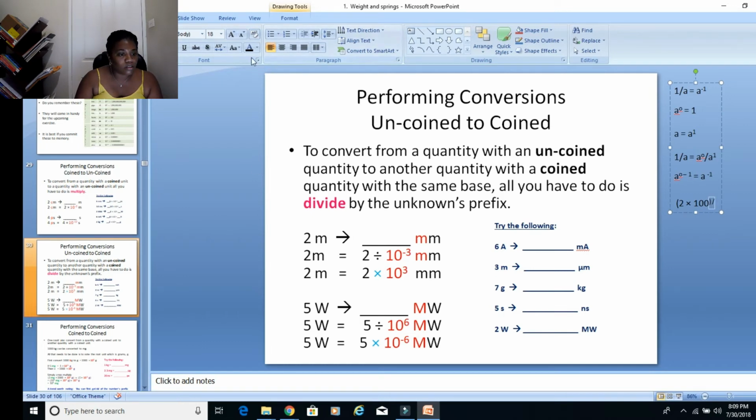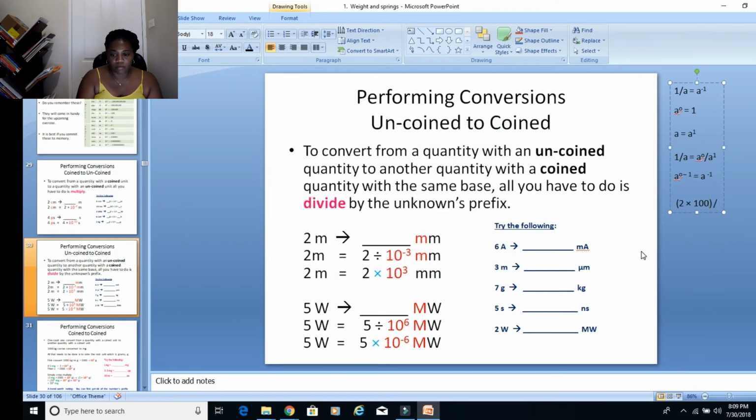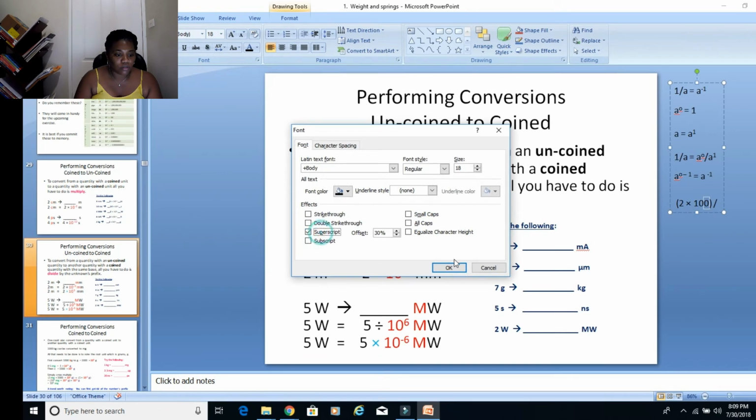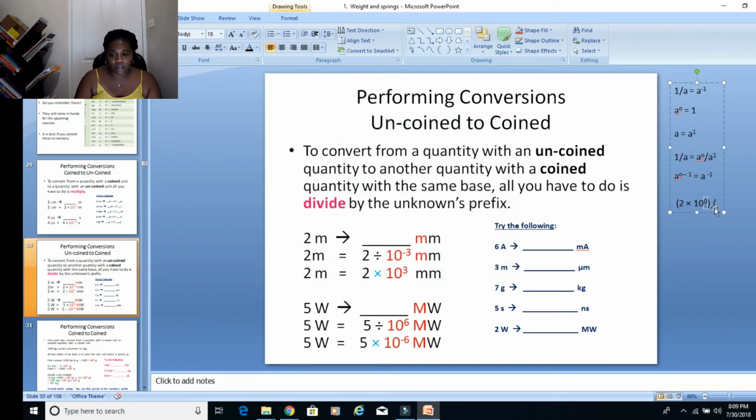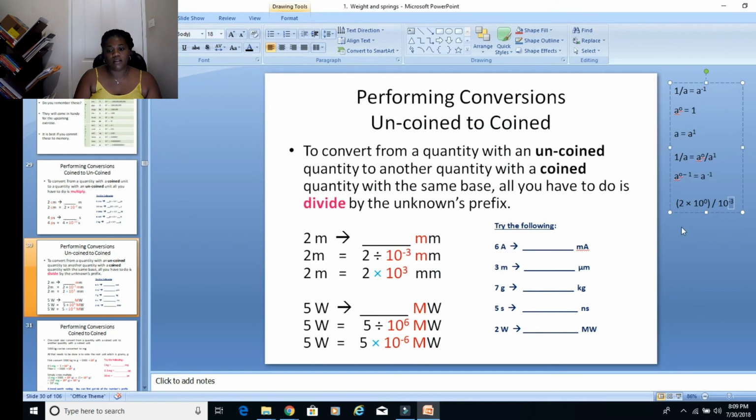Just get rid of all of this. Okay. And we're going to raise this to 0. So remember, anything raised to 0 is 1. So superscript, okay, divided by, now we're cooking on gas, divided by a -3. That's what's really happening.